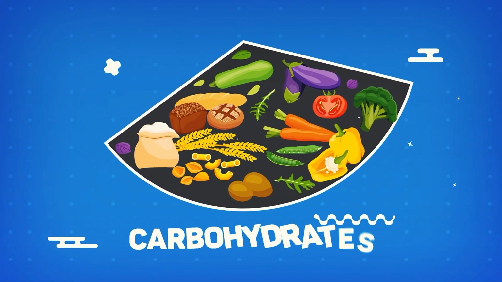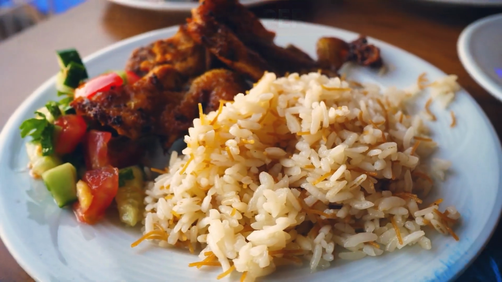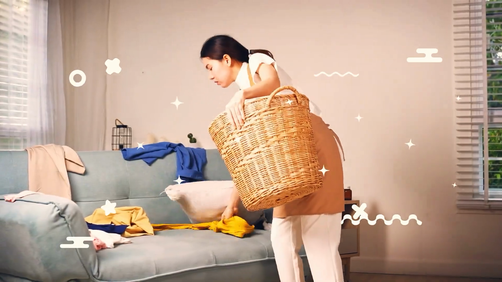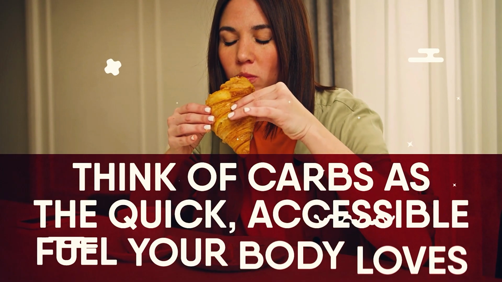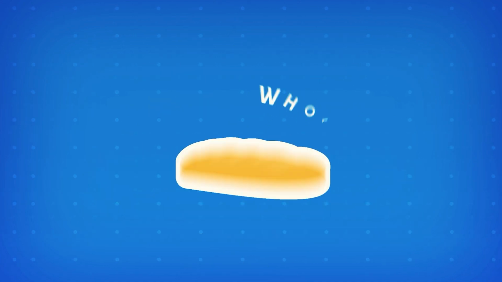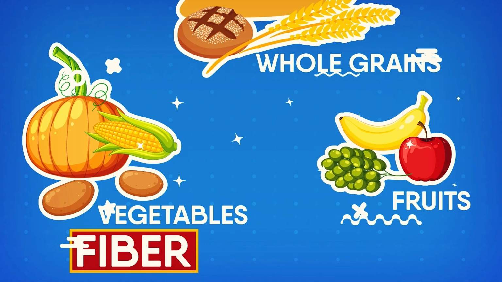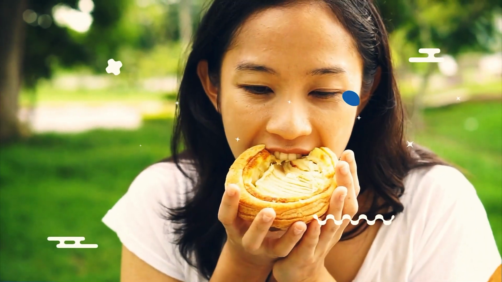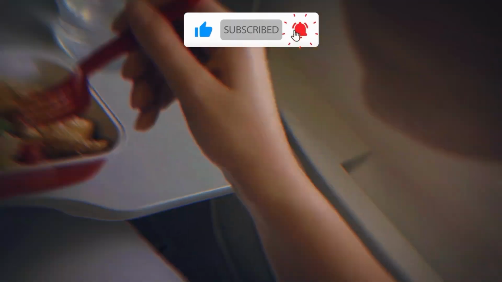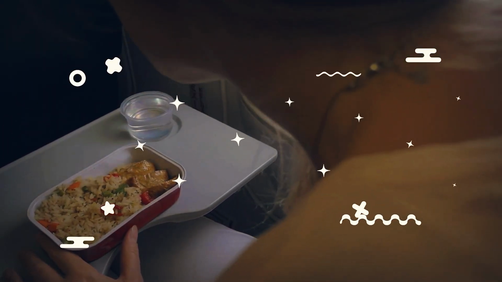Next, we have carbohydrates, which clock in at 4 calories per gram. These are your body's go-to energy source, fueling everything from your workouts to your daily tasks. Think of carbs as the quick, accessible fuel your body loves. But not all carbs are equal. Whole grains, fruits, and vegetables provide energy along with essential fiber and nutrients, while refined carbs like sugary snacks give you energy but lack the nutrients your body needs. The right balance of carbs can keep your energy levels steady and help you power through your day.